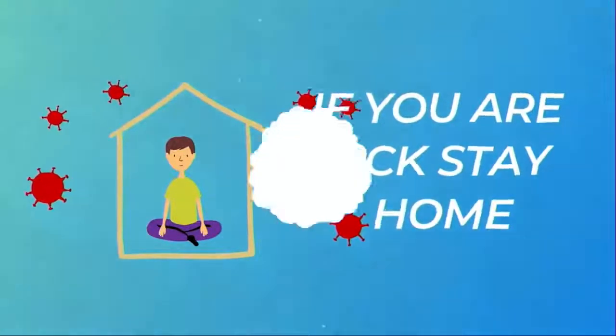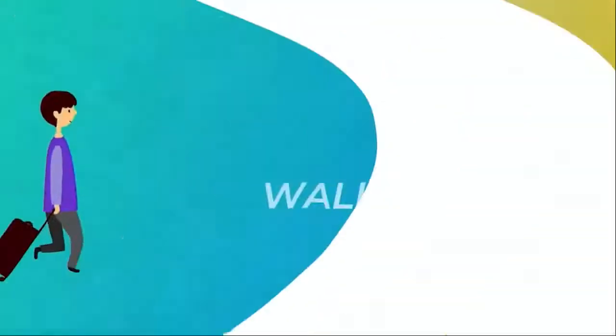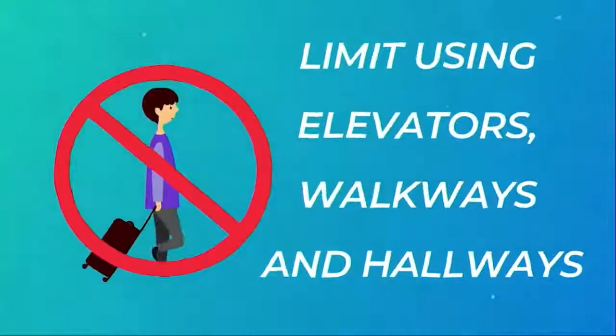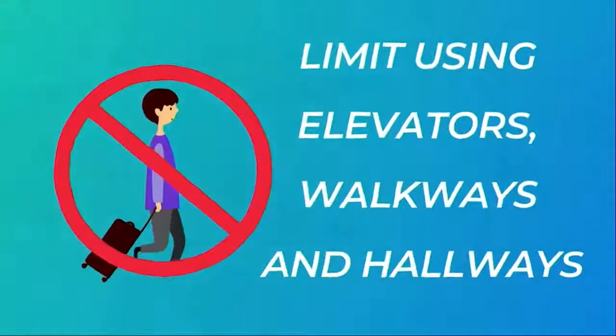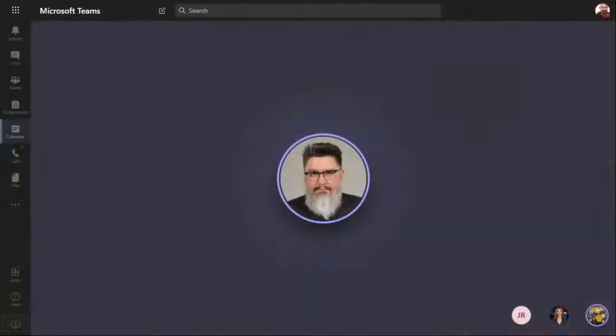Once on campus, everyone must practice social distancing. The CDC reports that limiting face-to-face contact with others is the best way to reduce the spread of COVID-19. This means keeping a space of at least 6 feet between yourself and other people, or about 2 arms length. We also ask that you limit using elevators, walkways, and hallways as much as possible, and be sure to use marked entrances and exits. Secondly, wearing a face covering is required on our campuses.